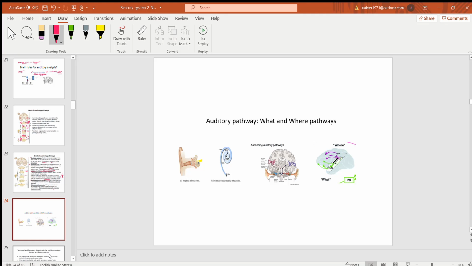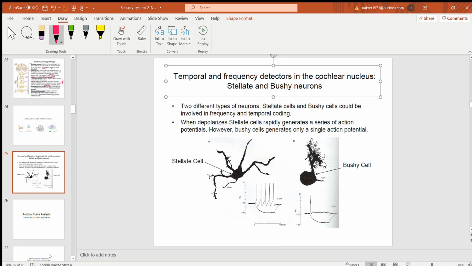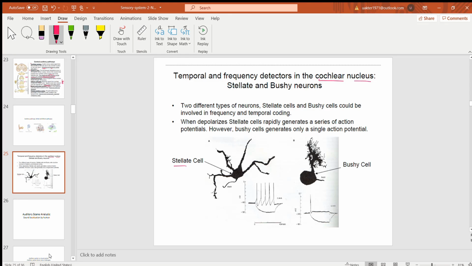Okay, so now in the cochlear nucleus, where the signal is first processed, as I mentioned, both frequency and temporal codings take place there. That means you have two types of neurons, stellate neurons or cells and bushy cells or neurons. The stellate cells of the cochlear nucleus are tonic firing, and the bushy cells produce the phasic. That means two types of firings. We talked about these before.